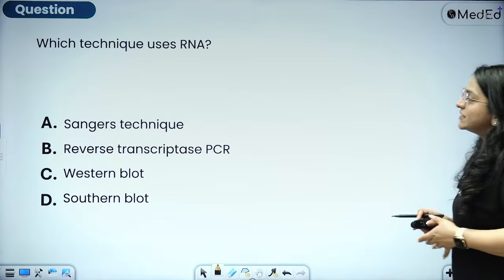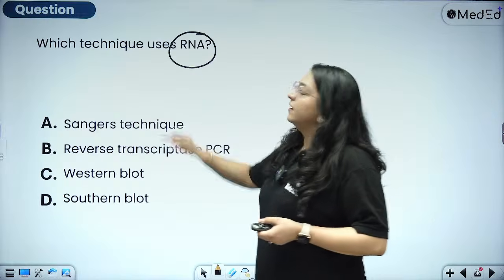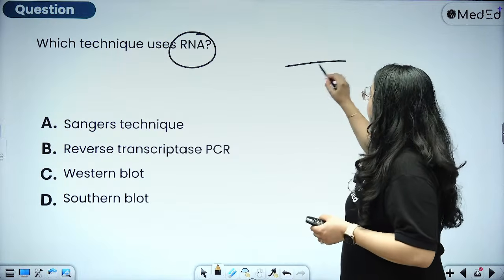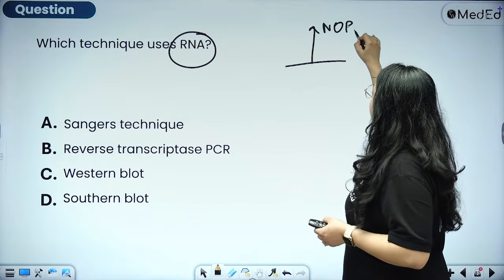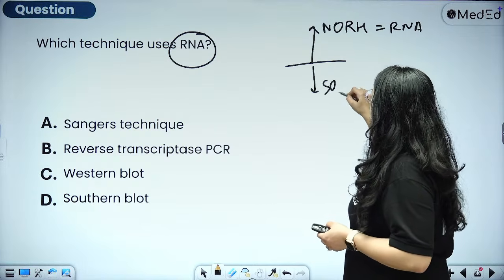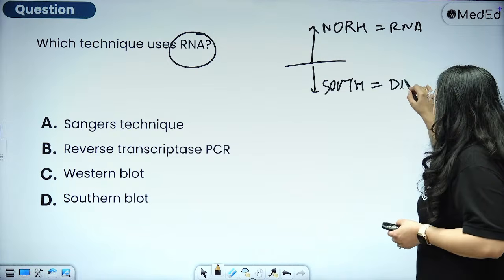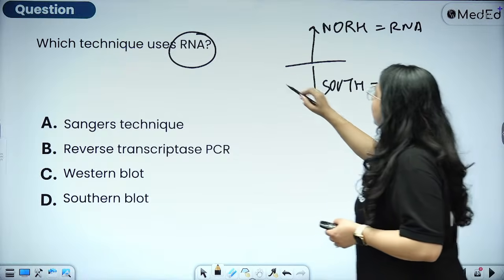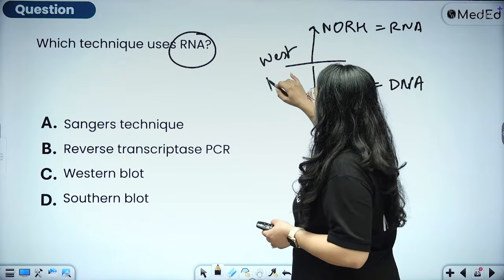Which technique uses RNA? Very, very famous mnemonic. North is for roti, south is for dosa, and west is for pizza or protein.